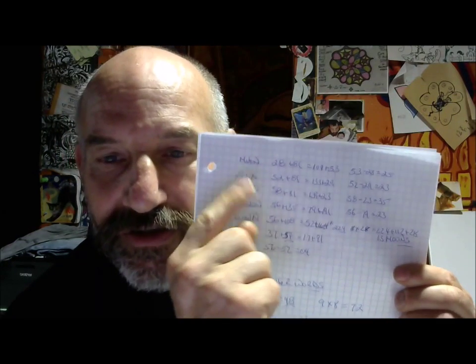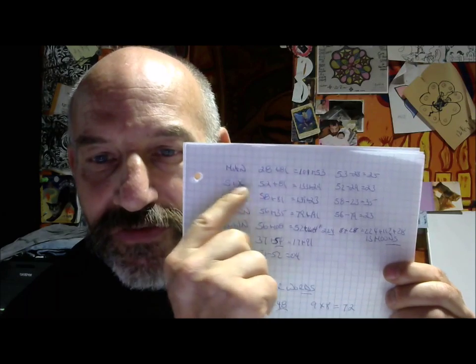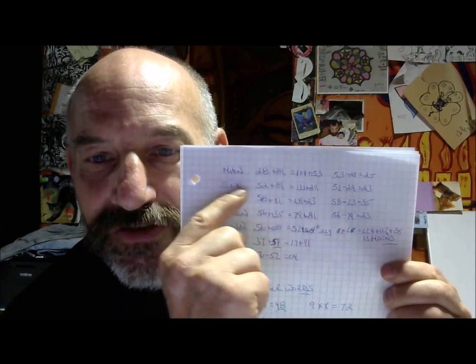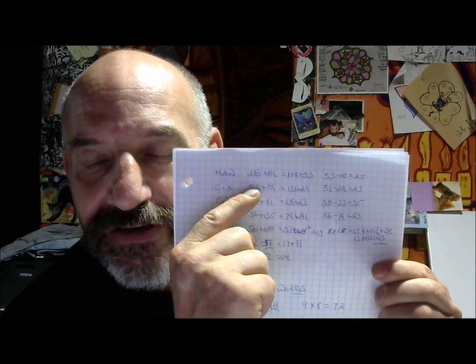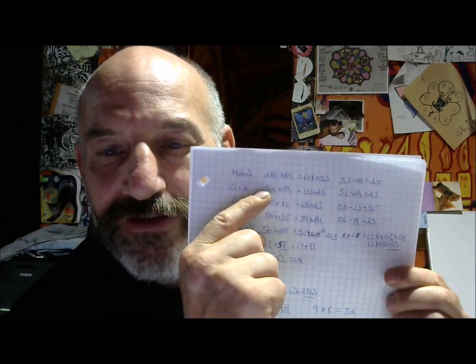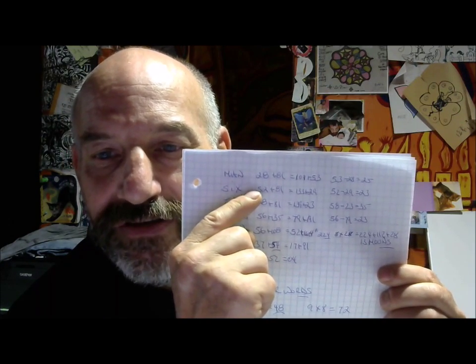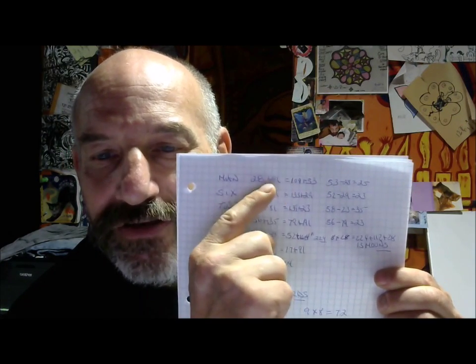Bury man, 6 feet down, 52. 6, 28, man, 80. 80 is the number, my friends. 4 times 20 is 80. The number for man, 81.